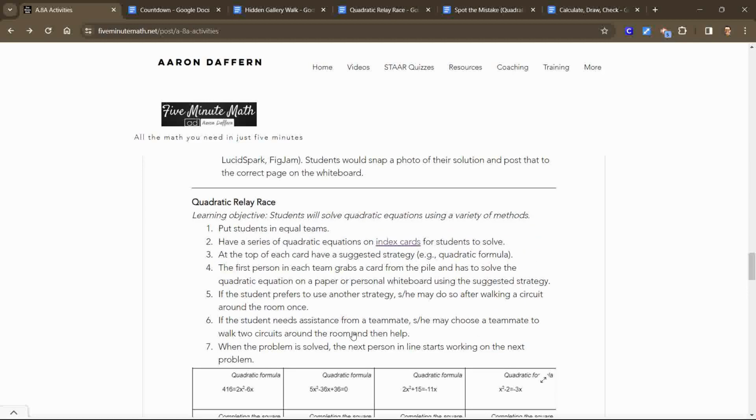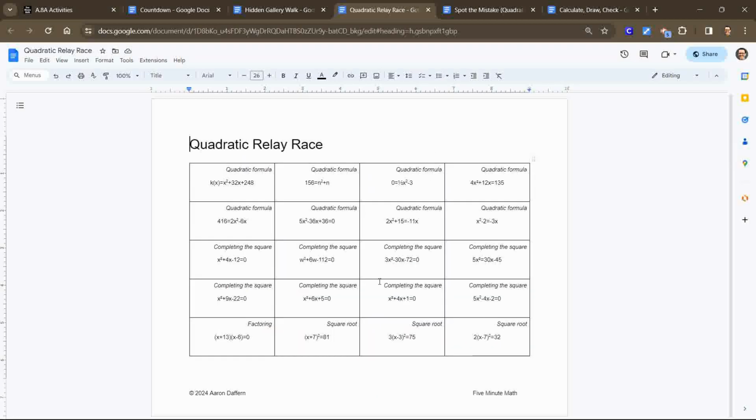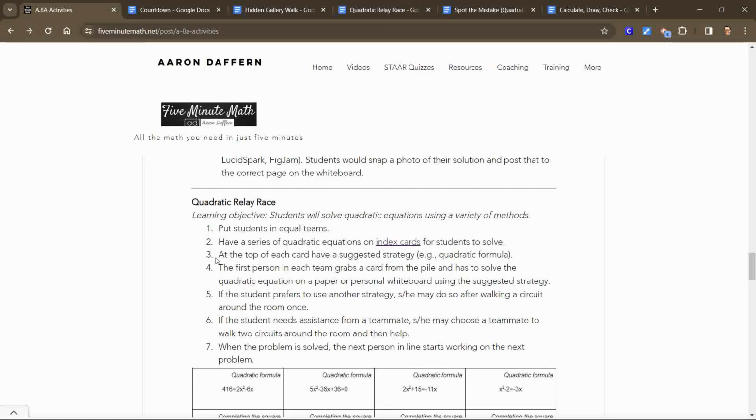Our 3rd strategy is called quadratic relay race. So students will solve quadratic equations using a variety of methods. You're going to put students in equal teams. You're going to have a series of quadratic equations on index cards, and I've got some index cards right here. And you notice that at the top here, we're going to have a suggested strategy. So most of them will be quadratic formula or completing the square. There are a few that have factoring or square root. And it's going to be just a basic relay race.